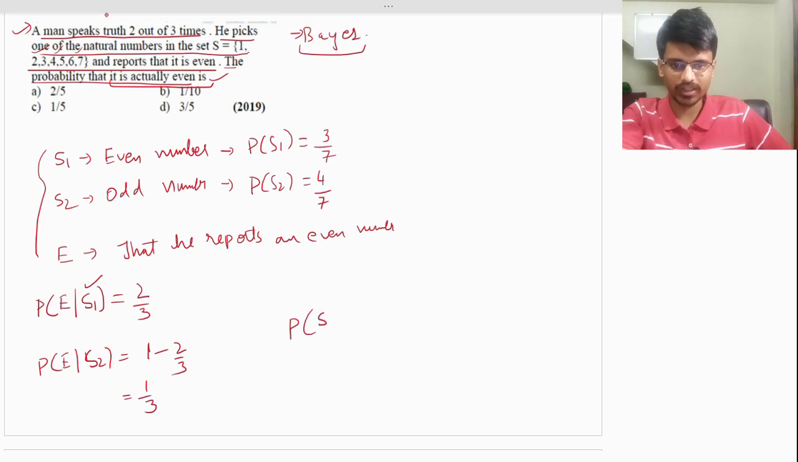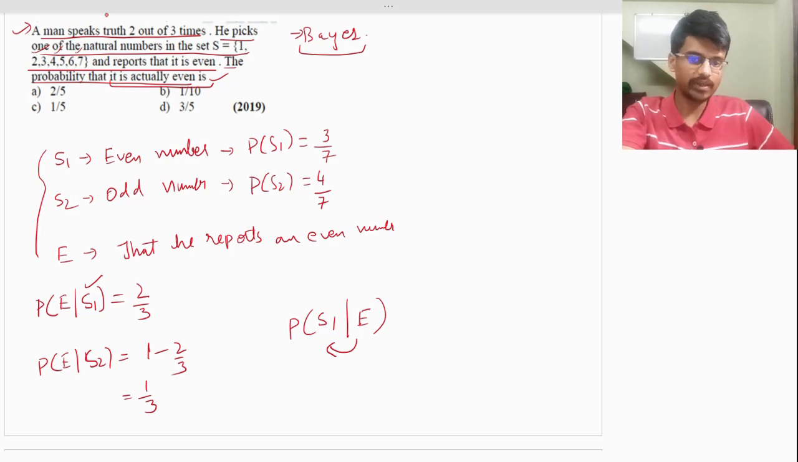Probability of S1. Probability that it is actually an even number when he has reported it as an even number. Only then he reports it as an even number, that is our E. And it is actually an S1, that is actually an even number. So we have to find the reverse probability, right? So again, let me repeat, probability that it is actually an even number.